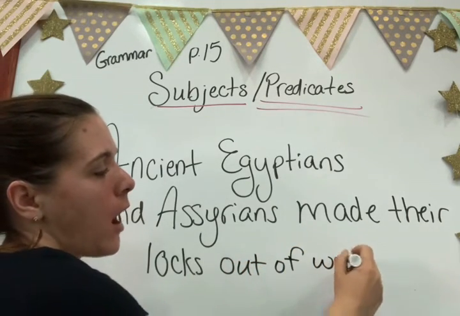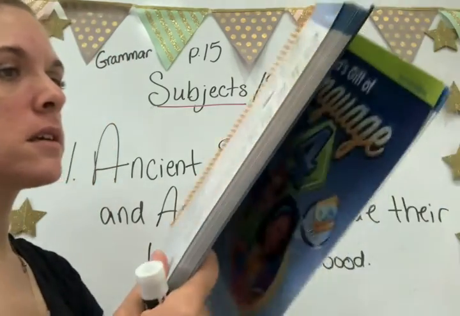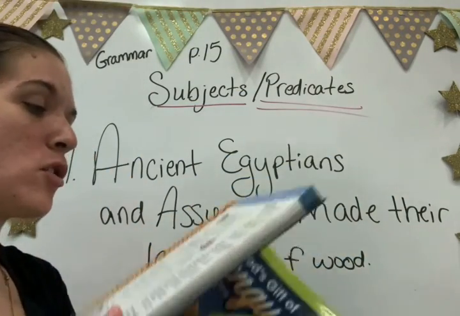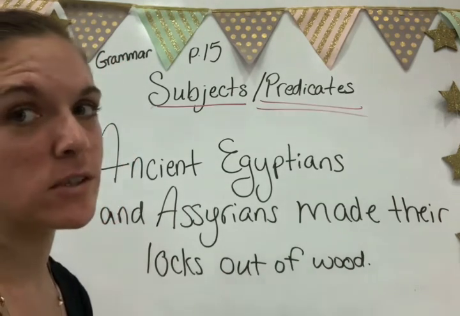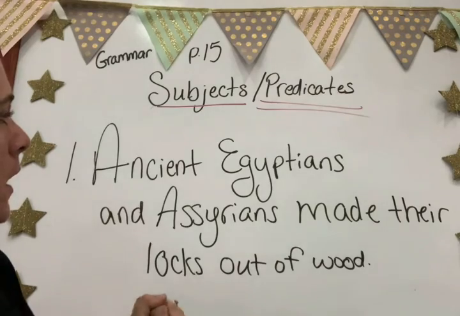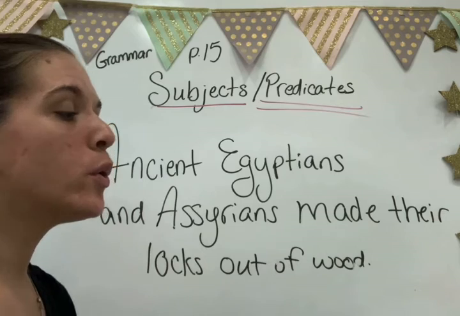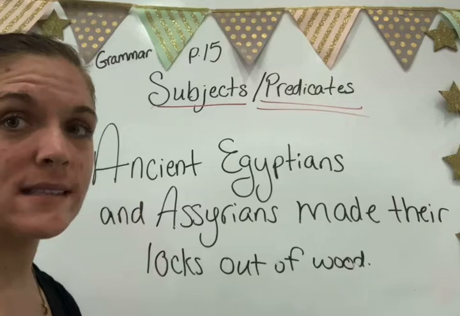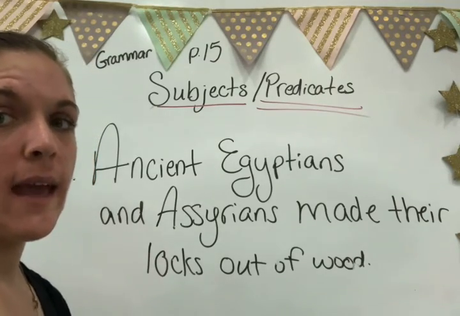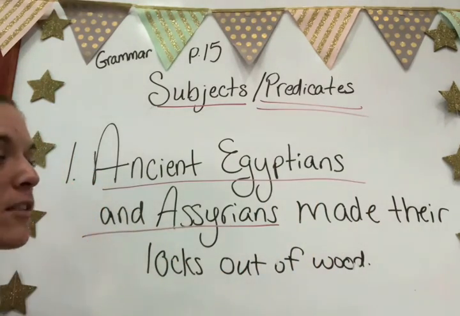And maybe you're like, what are locks? What's wood in Spanish? Madera. Locks are these things right here, okay? Can't show you that page too long because somebody will be copying my answers. Okay, here we go. Ancient Egyptians and Assyrians made their locks out of wood. Okay, who is this sentence about? Ancient Egyptians and Assyrians. Good, that's your subject.